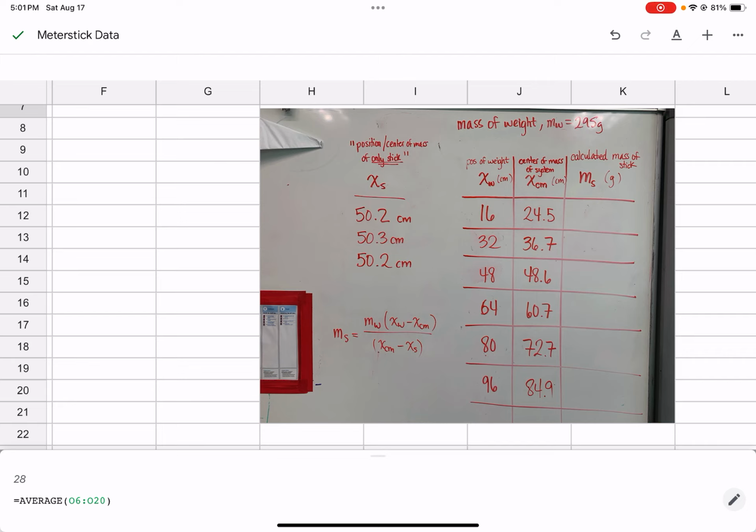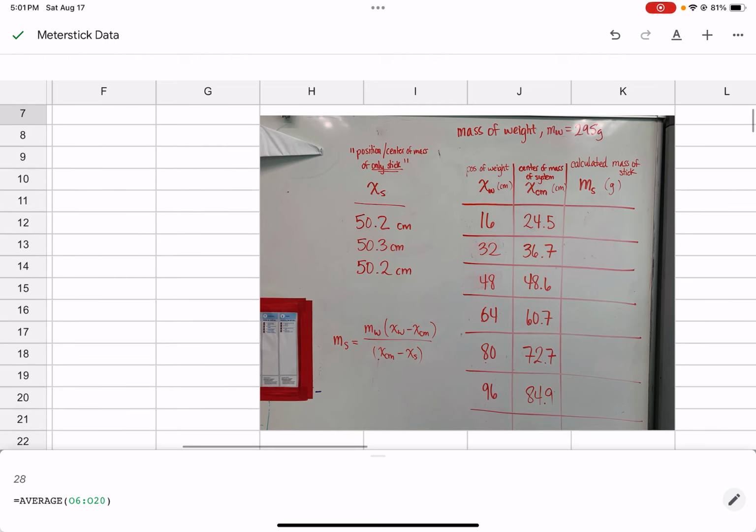And this is the raw data I got in terms of a table. I have my independent variable, the position of the weight. Dependent is the center of mass of the system. And then I'm also going to keep track of what this pair of data calculates for the mass of the stick in that 3rd column, right? I also have the first measurement of the position or center of mass of just the stick. So I had around 50.2, 50.3. We could just approximate, and those are pretty darn close, so I might just choose 50.2.